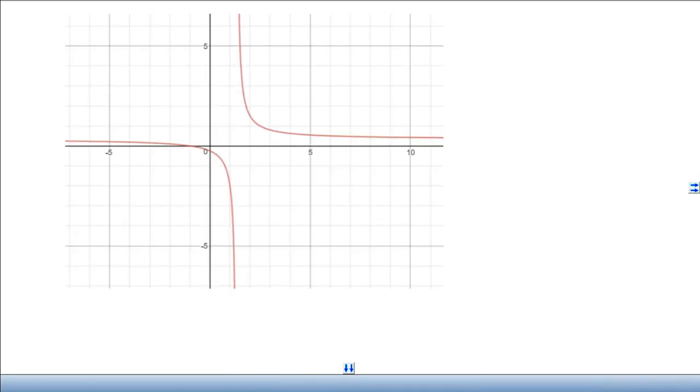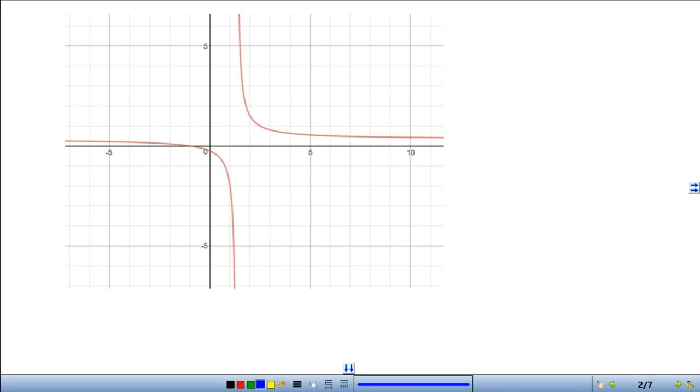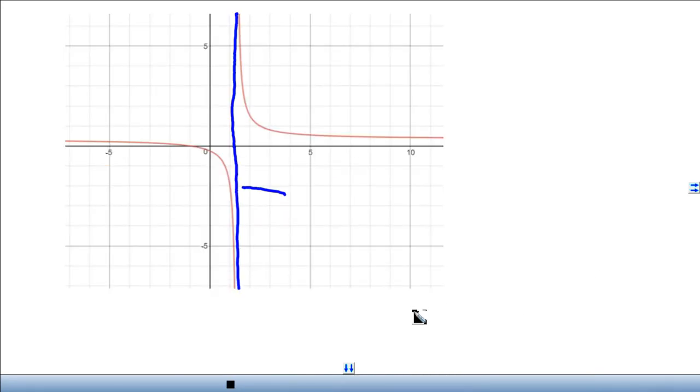So this is the graph right here of what our warm-up is. I plugged it into the Desmos graphing calculator and I graphed it. I cut that out for you. And you'll notice that 1 1/3 is roughly about here. Notice that it gets close, close, close to 1 1/3, but it doesn't touch. Whenever we are excluding values from the domain and I end up with a fraction, that 1 1/3, that line is called an asymptote.